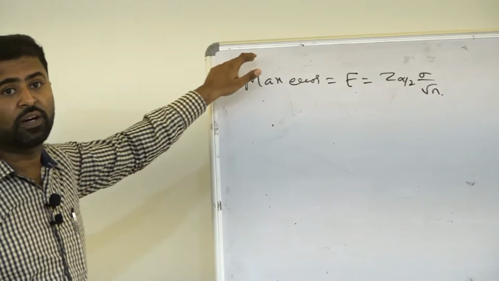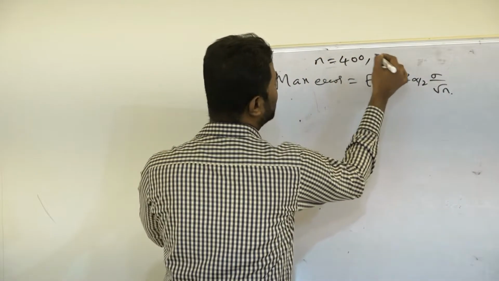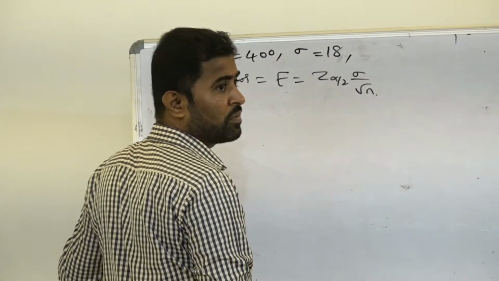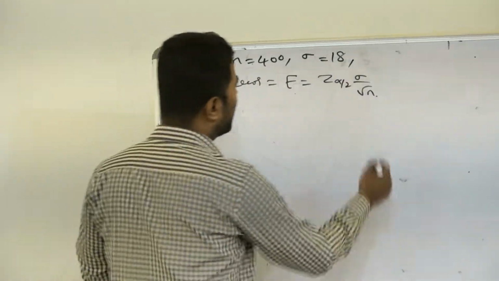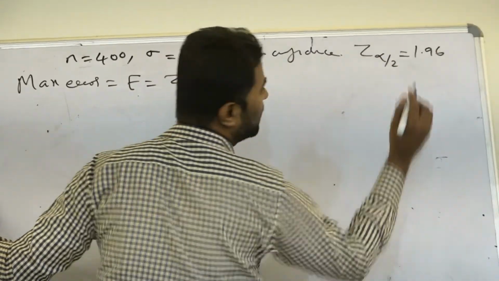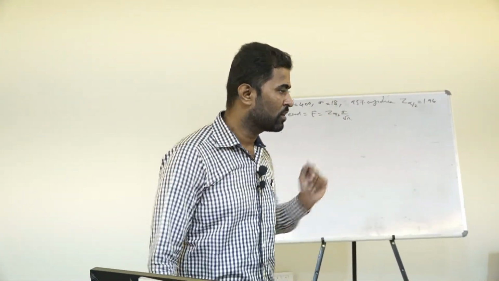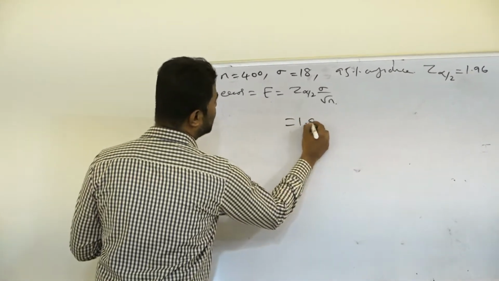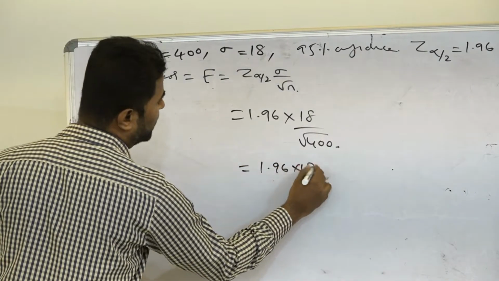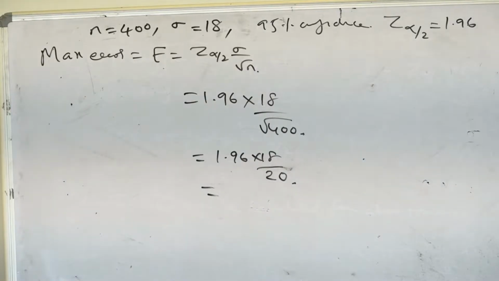What is the data given in the first one? Second one. I said first one we will leave. N is equal to 400. Sigma is given 18. Is any other data given? Mu is given. Mu not required. 95% confidence. For 95% confidence, z alpha by 2, I told you that. When 95% confidence is given, then z alpha by 2 you can write directly 1.96. Okay. So this will become 1.96 into sigma is 18 by root 400. So 1.96 into 18 by 20. That becomes E. 18 by 20, roughly 1.